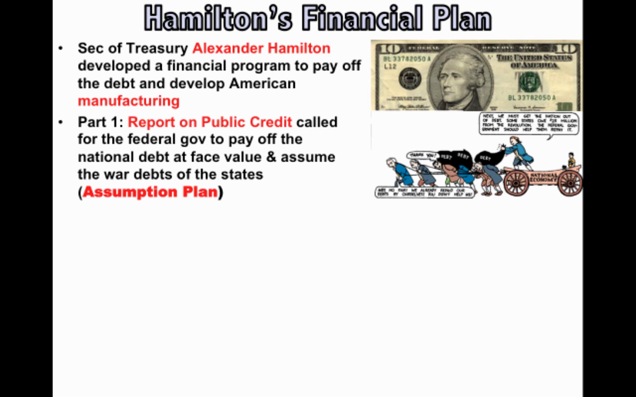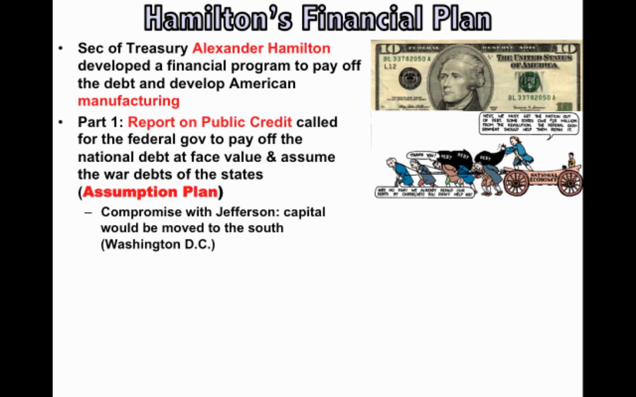There was a concern that speculators would make money off of this plan, and this also was increasing the power and the role of the federal government. A lot of people who were aligned with Thomas Jefferson initially rejected the plan, but a compromise was reached with Thomas Jefferson where the plan would be accepted, and in exchange the capital of the United States would be moved closer to the South in Washington, D.C.